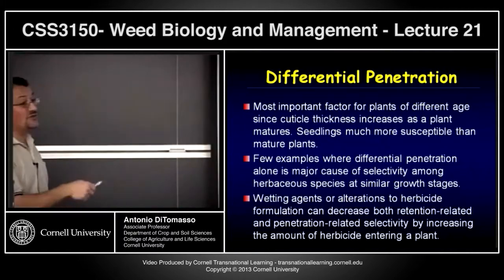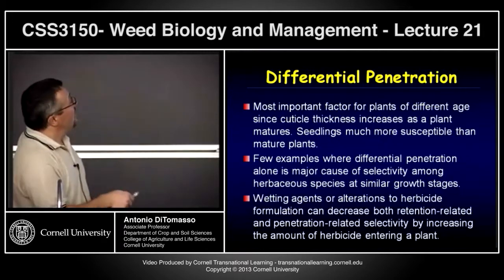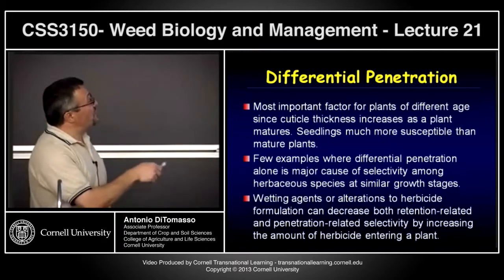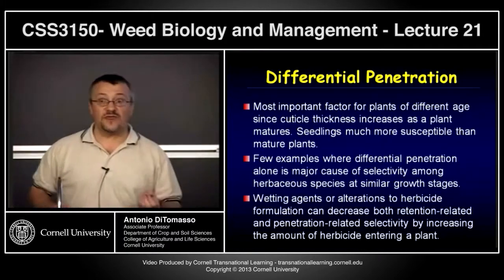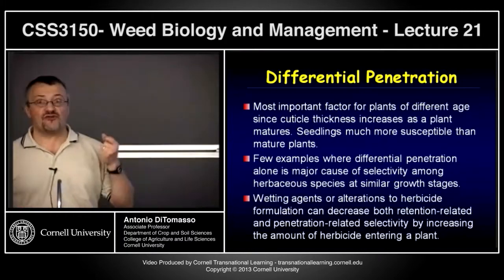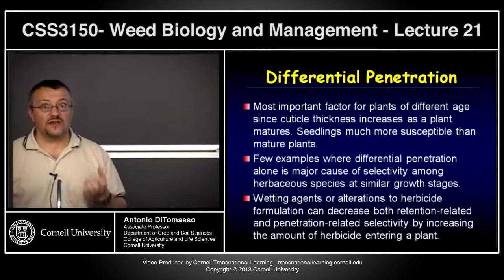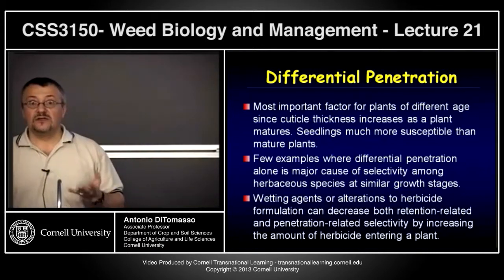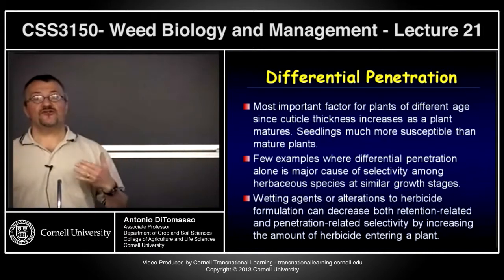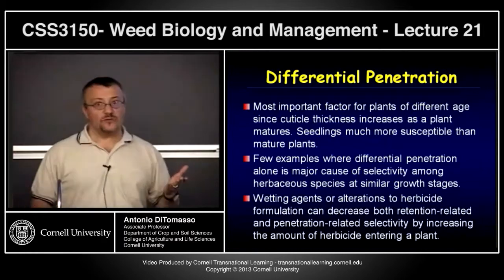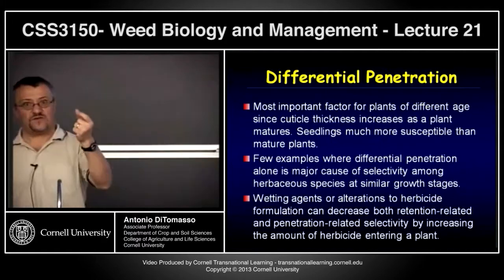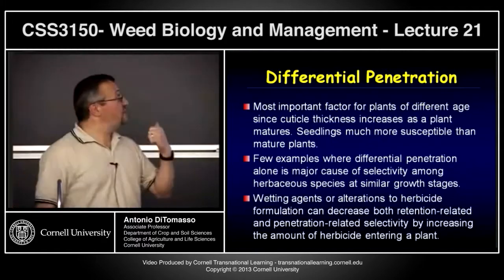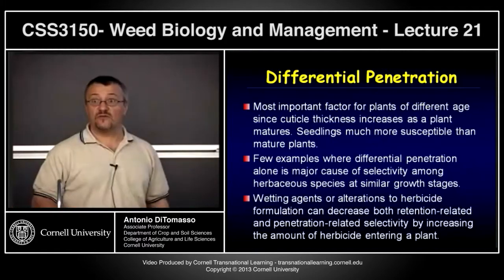But in terms of penetration, okay, as I just mentioned, differential age: the older the plant, the more mature, the thicker the cuticle. If you're under drought conditions, the thicker the cuticle, okay? So it's really tough when you're trying to spray a herbicide and you've had a week of drought. The cuticles on your weed species are very thick. There's going to be trouble penetrating that cuticle, okay?